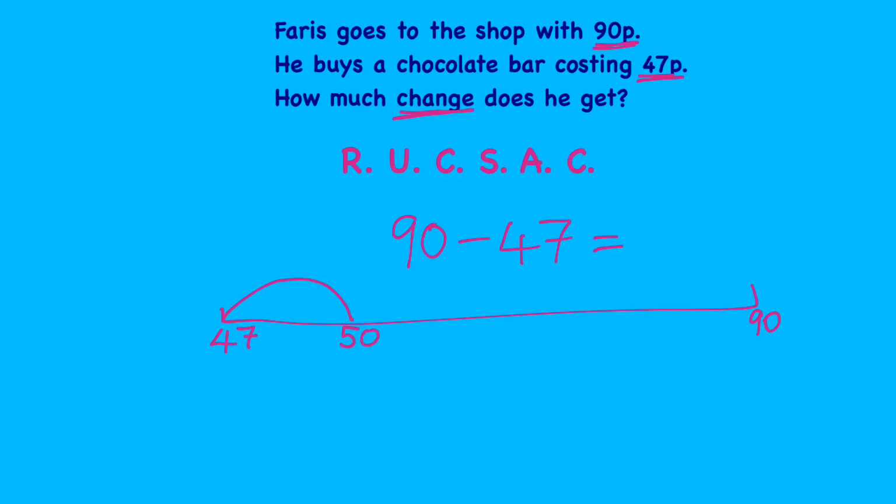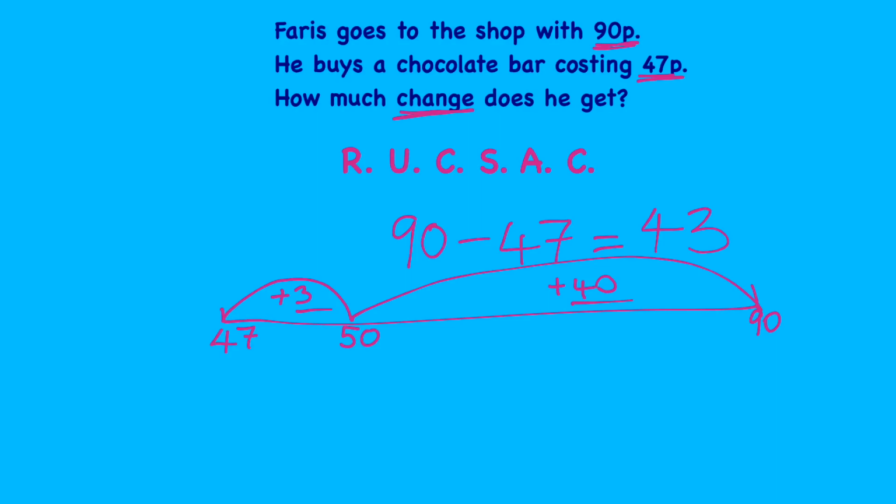And from 47 to 50, that was 3. And then from 50, well, I can jump straight to 90, can't I? And I jumped 40. So in total, I've jumped 40 and I've jumped 3. So my answer, I think, is 43. A is for answer. So does my answer make sense? Does this look like a sensible answer I've given? Well, I was doing subtraction. My answer is smaller than what I started with, so that's sensible.